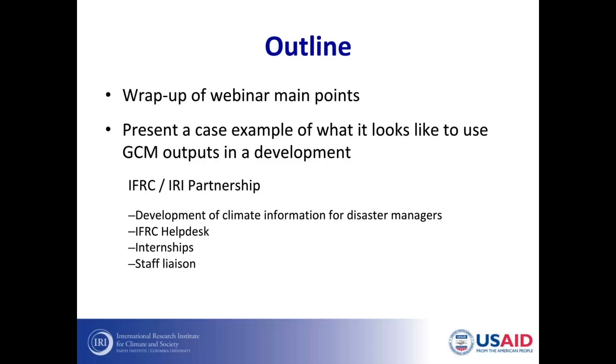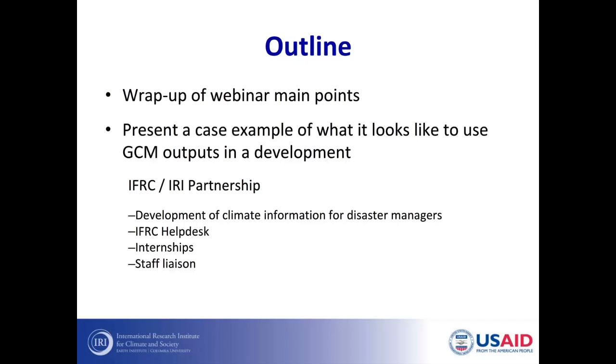In my presentation, I'm going to provide a brief wrap-up of the main points covered in Andy's GCM Q&A and step through one example in which decision makers use GCM outputs to enhance the effectiveness of their development resources. The example I will present is the partnership between IRI and the International Federation of Red Cross, Red Crescent Societies.